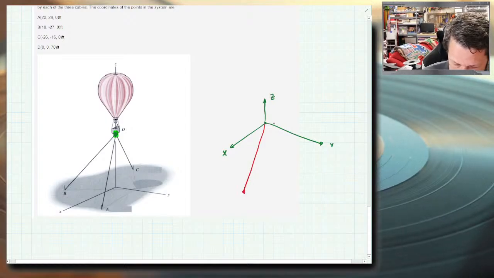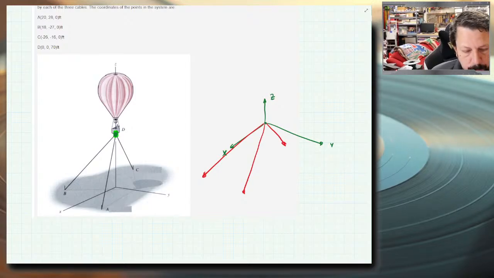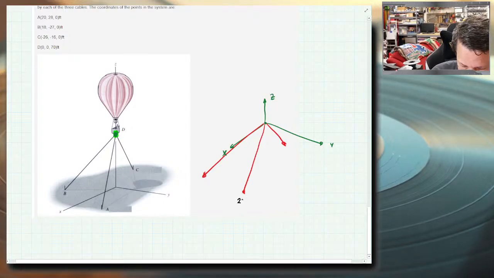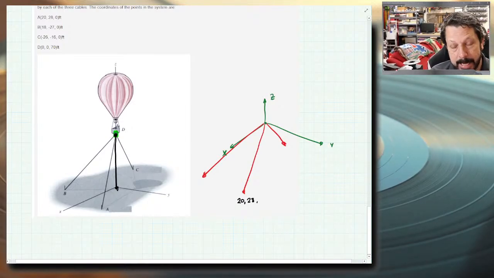So that will change some of these coordinates. We can't just use the coordinates that they have listed. We can use the X and Y, but the Z is going to be changed. So A, this front cable, X of 20, Y of 28. Z now is from up here down to the plane where the cable is attached, the moor is attached. So it's actually negative 70.